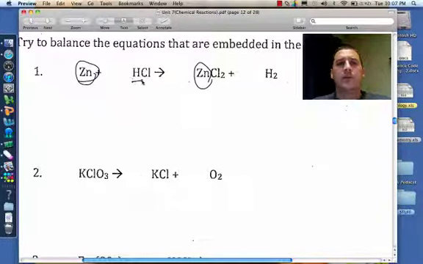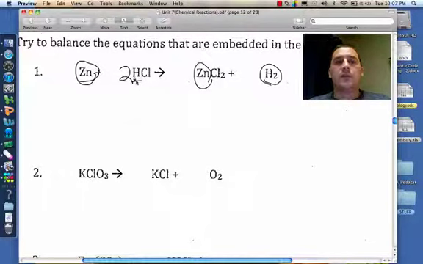So we have one H going in, we have two H's coming out. So we're going to have to put a 2 in front of this, okay? In front of the hydrochloric acid. So now we have two H's. We have two Cl's going in. We have two Cl's coming out. So this equation is now balanced just by adding a 2 in front of the hydrochloric acid.